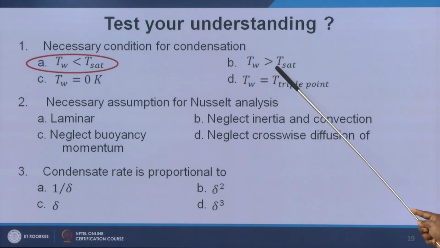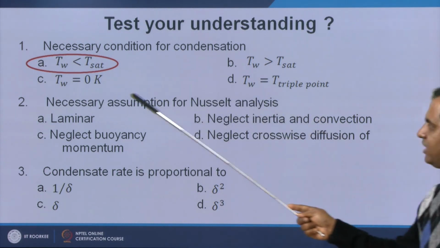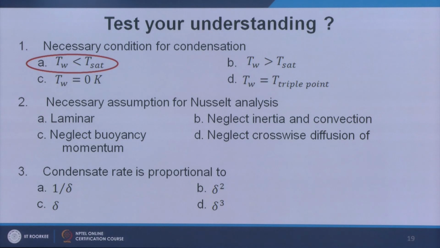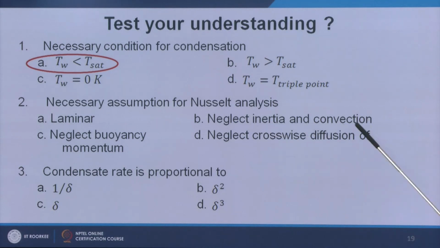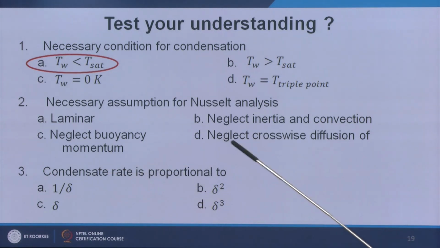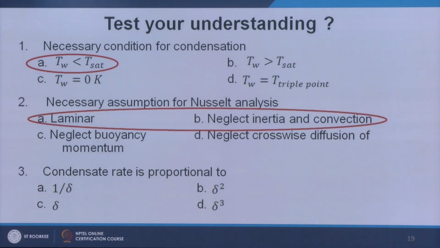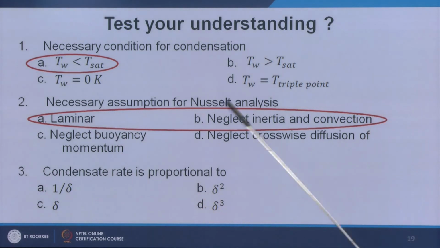This is for the boiling situation. In the second question, we need to give the necessary assumptions for the Nusselt number. We are having 4 options: laminar, neglect the inertia and convection, neglect buoyancy, and neglect crosswise diffusion of momentum. From the assumptions I have mentioned in this lecture, for Nusselt analysis the flow needs to be laminar definitely, and inertia and convection need to be neglected.